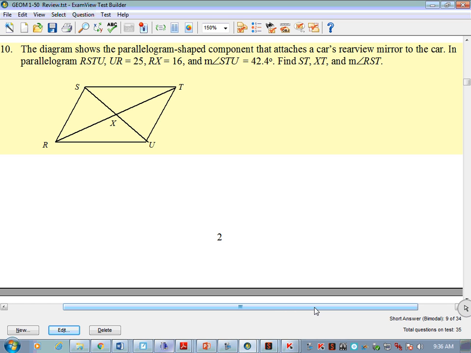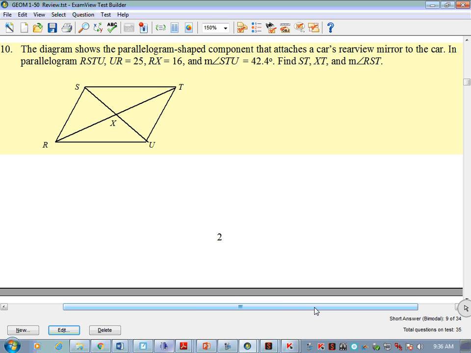If I could, I'd go back in and I would say it in slow motion for you. But you can go back and rewind this, play it over and over again until you finally get it down. Or you could look, let's see, question number 10 comes from lesson number 34, properties of parallelograms.